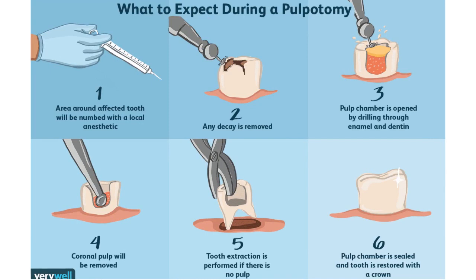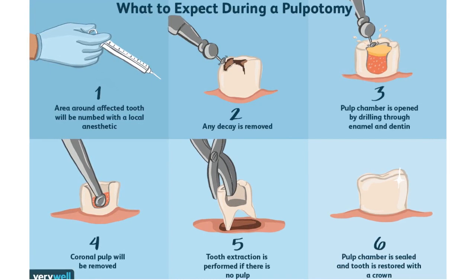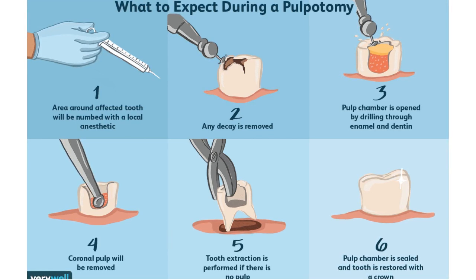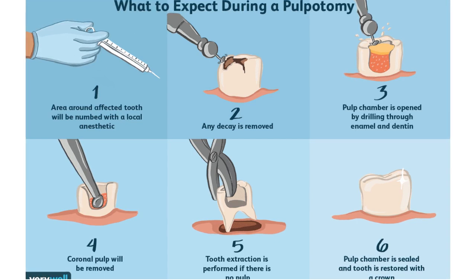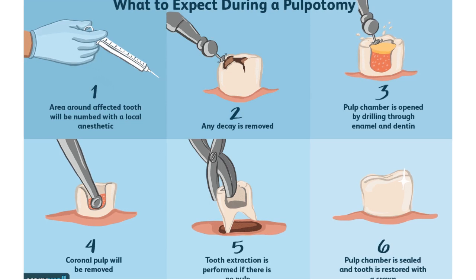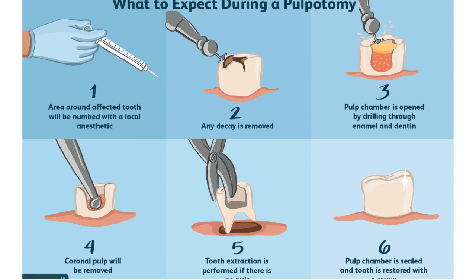Now for the pulpotomy steps, number one is to give anesthesia, whether it is infiltration for upper or block for the lower. Second, apply rubber dam. Third, you need to remove the caries fully. Fourth, remove the coronal portion of the pulp. All should be removed. Then, lastly, the pulp chamber will be sealed and the tooth will be restored with a stainless steel crown.